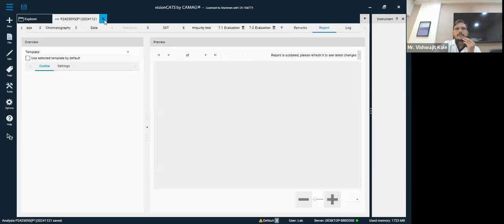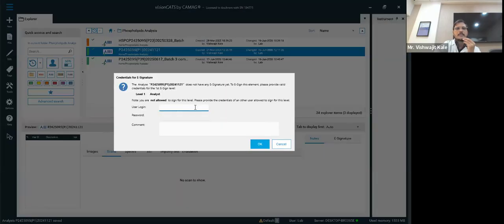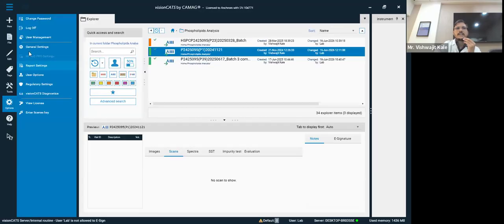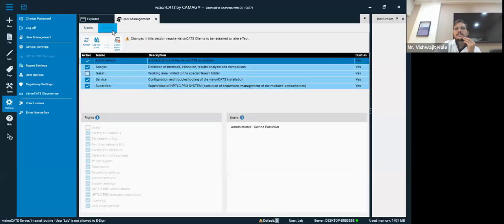And further, if user is having rights of e-sign, we can do e-sign of this analysis by entering our login detail. So this software is fully 21 CFR Part 11 compliant. I'll show you some features in 21 CFR. First of all, we can make different users and we can assign the different rights to different users. So these are nearly 15 rights to give for different users as per hierarchy in your organization, like analyst, reviewer, quality manager, etc. Based on that you can give different rights to users for accessing this software.